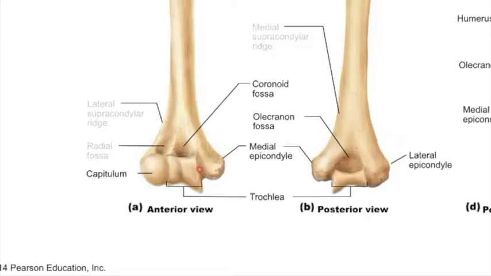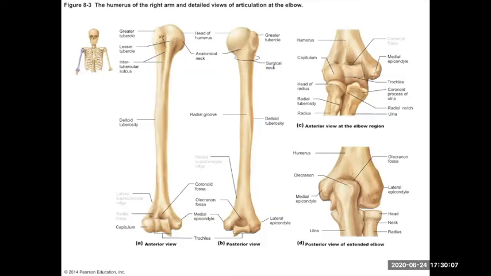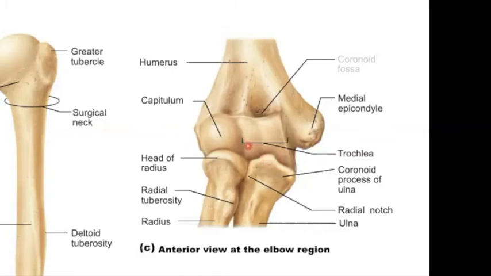Underneath here are the joint surfaces where it's going to join up with your radius and your ulna. The overall part of it is the condyles, but they're split into two regions, your capitulum and your trochlea right here. So those are the two different regions. Your trochlea is what is interfacing or connected with your ulna bone, and your capitulum is what's sitting on top of your radius.